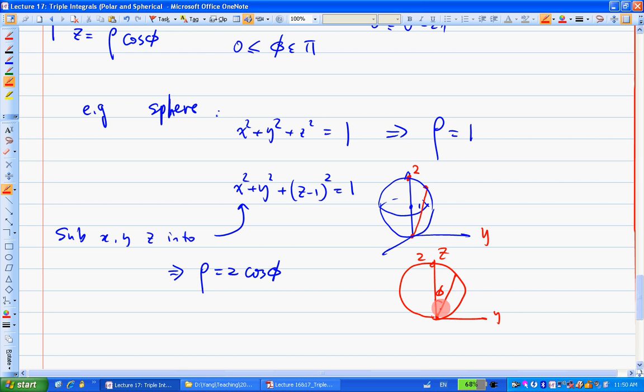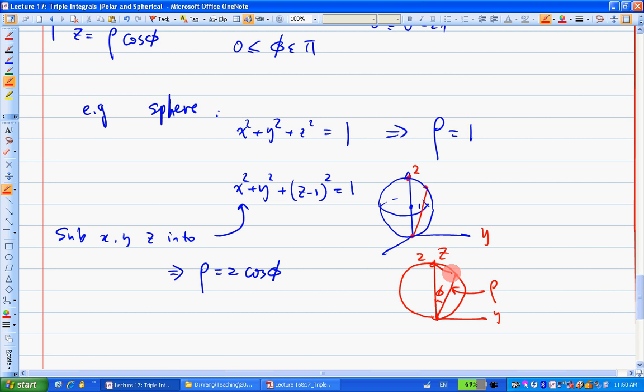From here to here, what is this? Basically you draw an arbitrary line out of the origin. Rho, exactly, that's your rho here. The distance from that point to the origin, that's your rho. That's the definition of the spherical coordinates. So here's phi, here's rho, here's a circle.